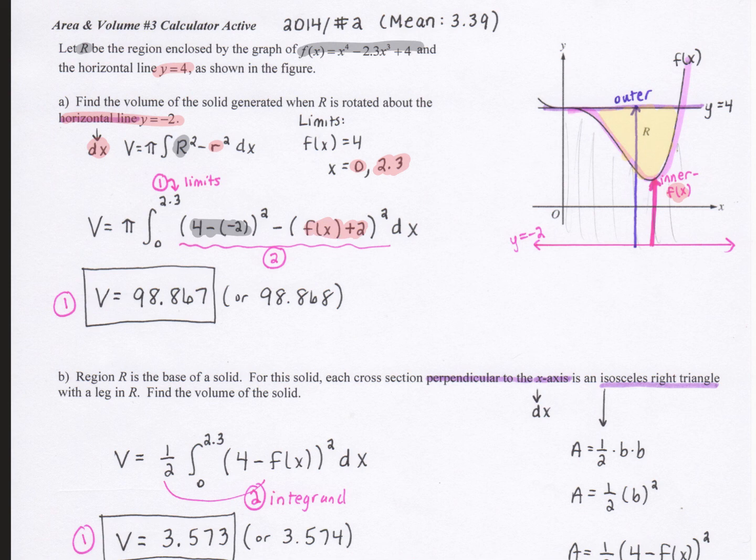Point-wise, if you have the correct limits from 0 to 2.3, you earn a point. If you have the correct integrand, that is worth 2 points. If you did a reversal or you forgot to do the offset for that axis of rotation, you might earn 1 of the 2 points. And then a point for the answer. Just put that in your calculator. 98.867 is your truncated answer, 98.868 is your rounded answer, and either one of these would be accepted.